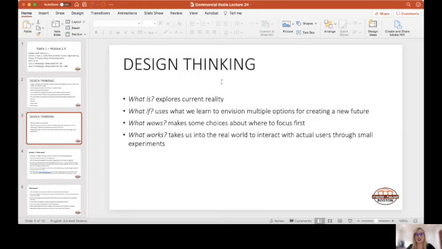So the what is explores the current reality. What if uses what we learn to envision multiple options for creating a new future. Then what wows, which we're looking at today, makes some choices about where to focus first. And what works takes us into the real world to interact with actual users through small experiments. So the first two, what is and what if, is linked to the scripting part, whereas the what wows and what works part is linked to the production part of design thinking, okay?